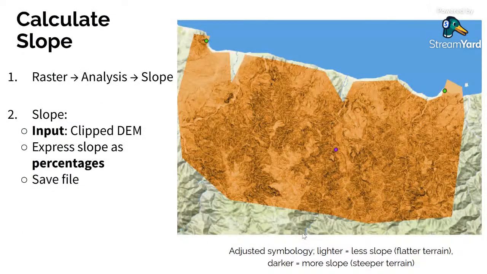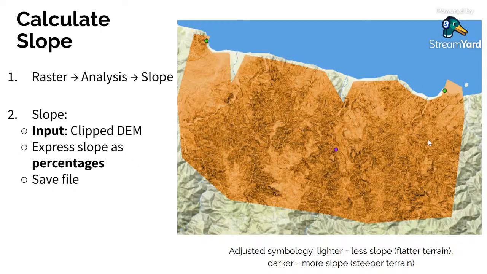And so what this does is it calculates the slope from areas of high elevation to areas of low elevation and things like that. So this is just a slope tool. This is what is used for least cost path and least cost corridor, which we'll get to. So your input is the clip DEM that we just used, our study area. And we want to click express slope as percentages. This just works best for least cost path. It's just one of those things that's recommended. And you save the file.